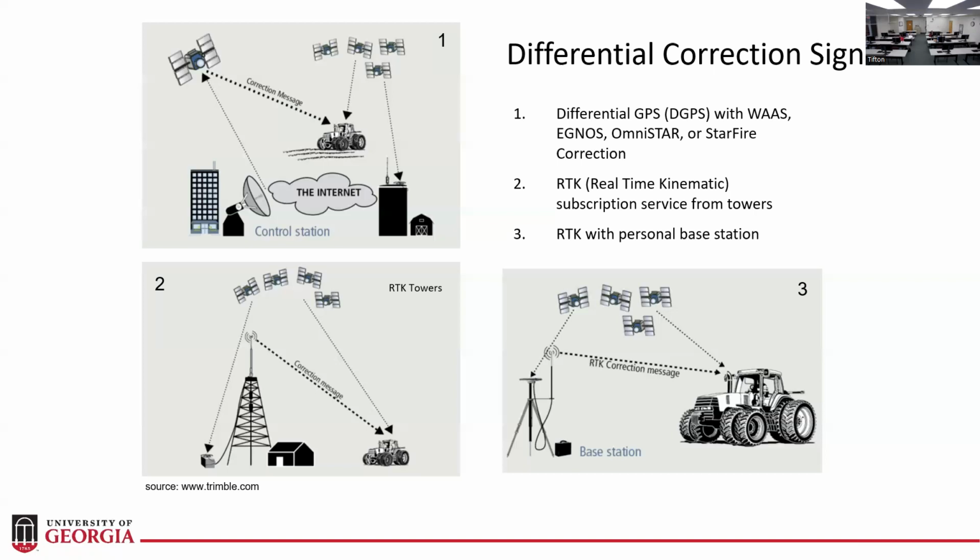So that's why some farmers who have the money and want to make that investment can purchase their own base station, so they don't have to rely on base stations that are already set up, because sometimes you have a field that is far away from most base stations. So the correction you get is going to be lower accuracy than if you have your own base station. So these are the different types of DGPS.